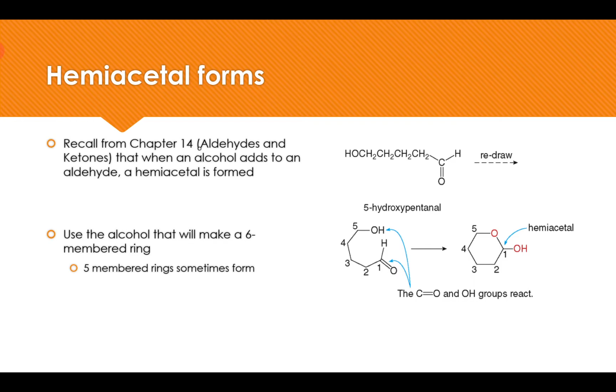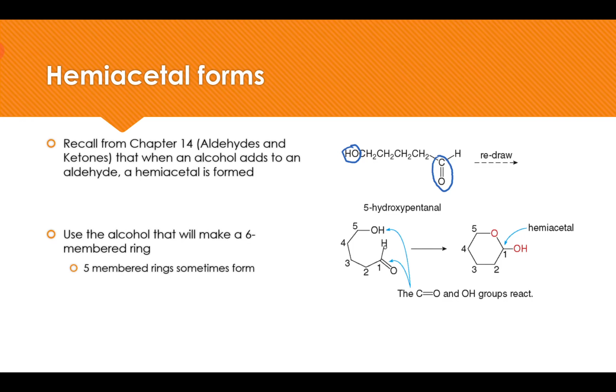We learned in our aldehyde and ketone chapter 14 that when an alcohol adds to an aldehyde, we form hemiacetals. In our carbohydrate molecules, we have both aldehydes and alcohols. That means we can have an intramolecular reaction where the OH group of the molecule bends around and reacts with the aldehyde or ketone.